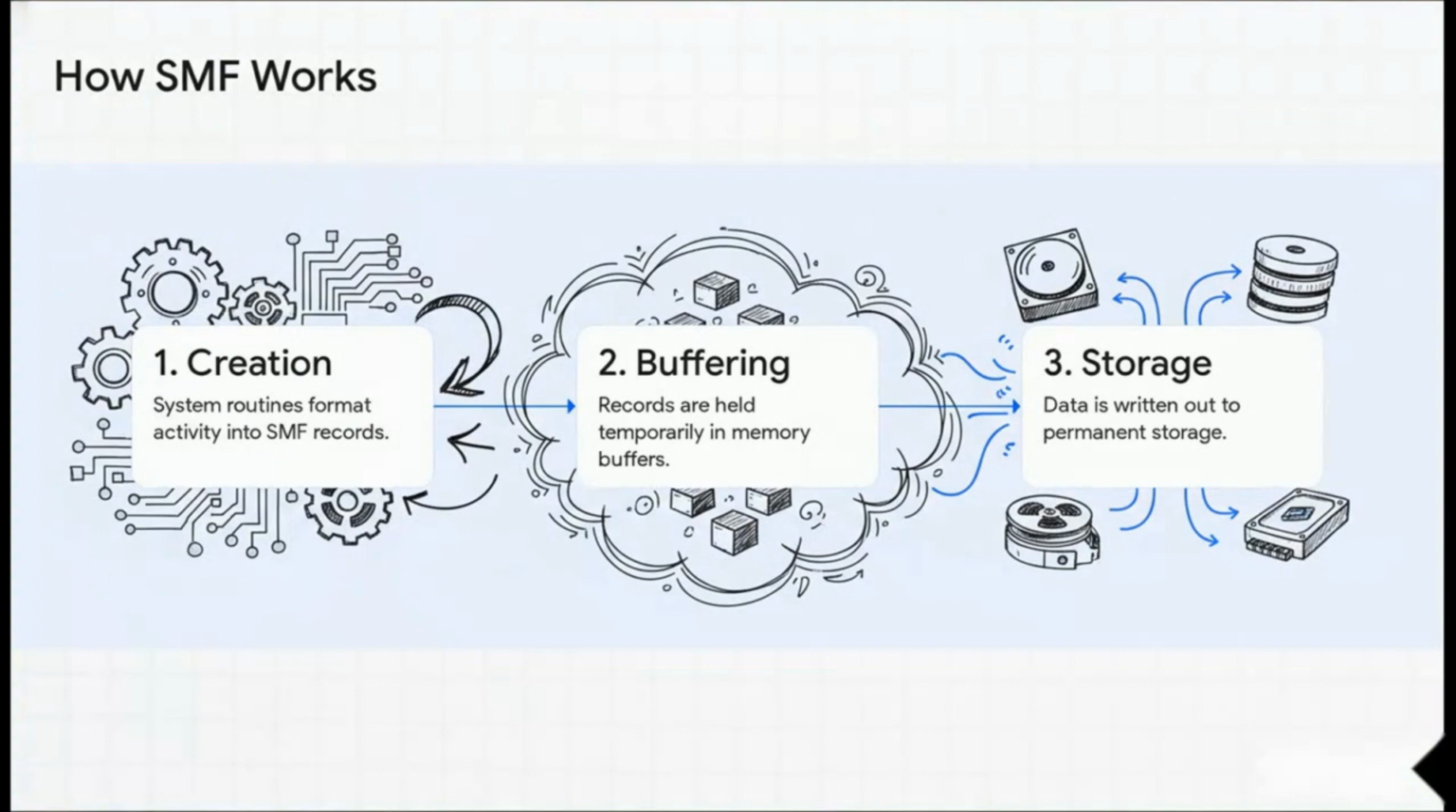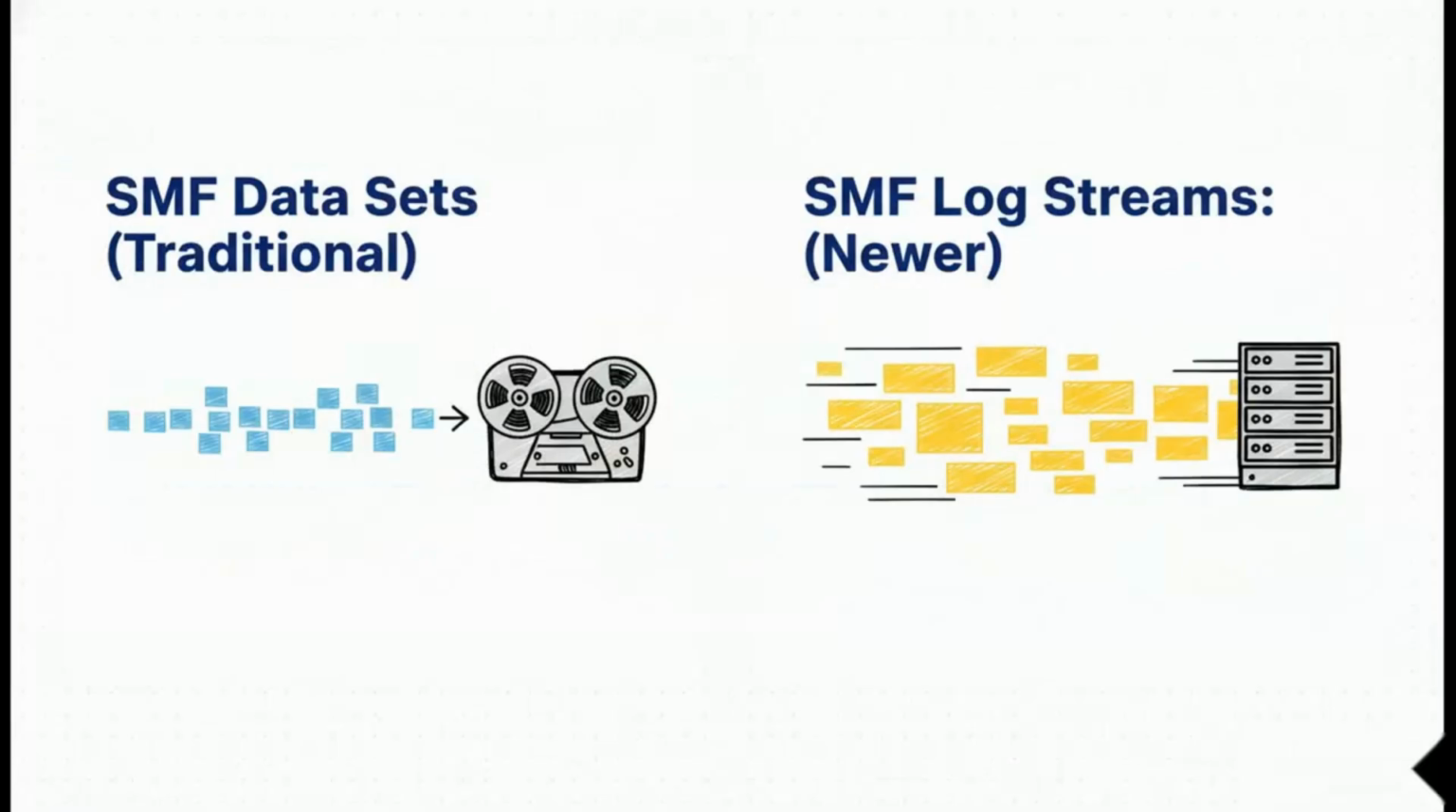First, as things happen on the system, like a job finishing, different z/OS routines package that activity into a standard SMF record. Second, that record gets handed off to SMF, which holds onto it for a split second in a memory area called a buffer. And third, before those buffers can get too full, SMF writes all that data out to a permanent storage location. That's it. Creation, buffering, and storage. Simple as that. Now that permanent storage can be one of two places. The classic, traditional method is writing to something called SMF Data Sets.